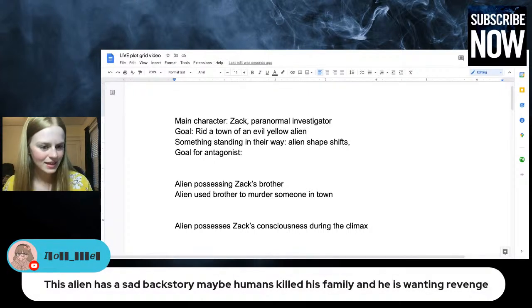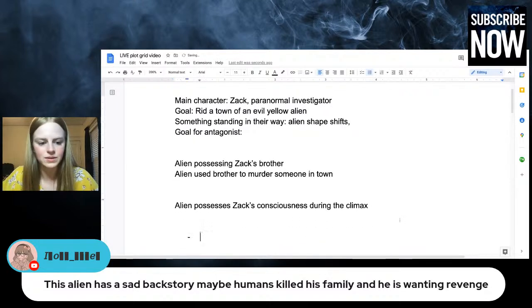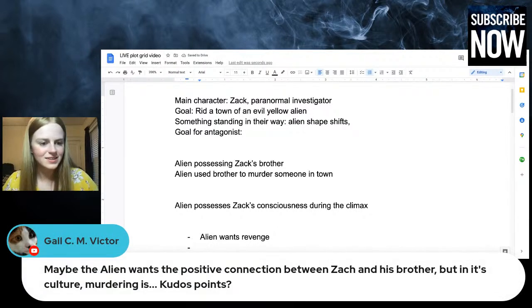Ivory Rosa says this alien has a sad backstory. Maybe humans killed his family and he wants revenge. Okay, I think we had a couple of comments, so we'll write them down. So alien wants revenge. Gail said maybe the alien wants the positive connection between Zach and his brother, but in its culture, murdering is kudos points.